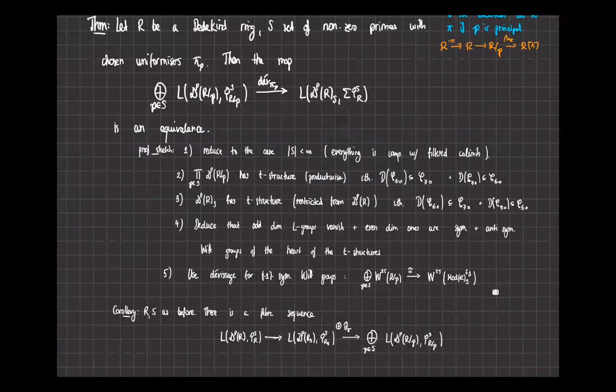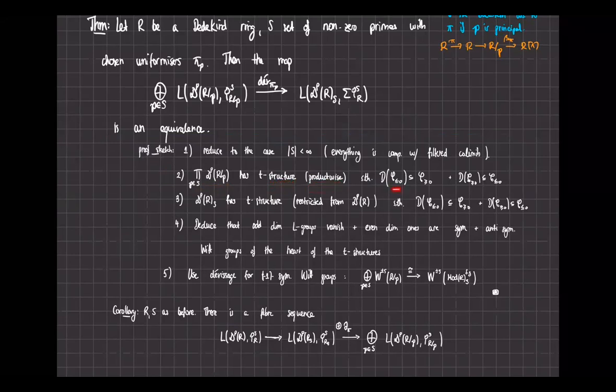And then the second step is to say that, well, you take the product of the derived categories of R mod P, and each of these R mod P's, this is just the perfect derived category of a ring of finite dimension, in fact of dimension 0. These are all fields. So these have T structures, which are given product-wise.